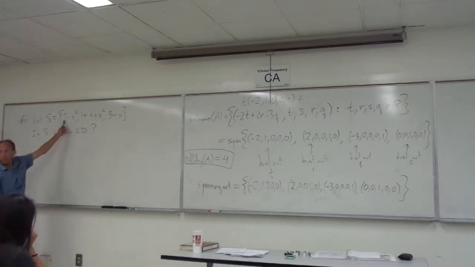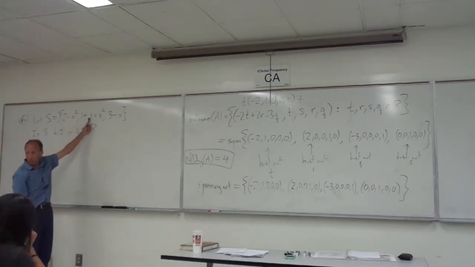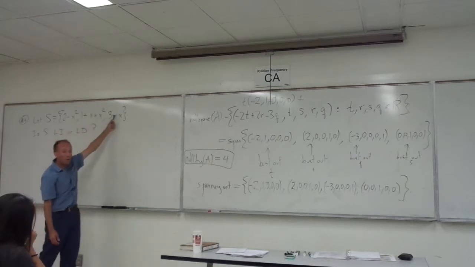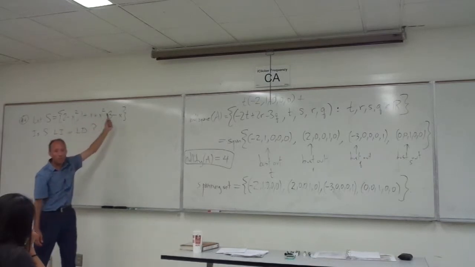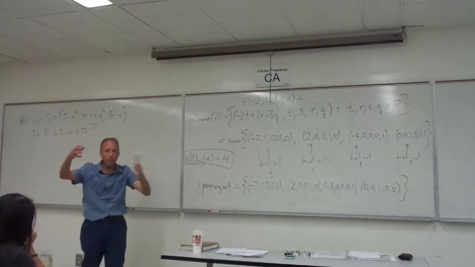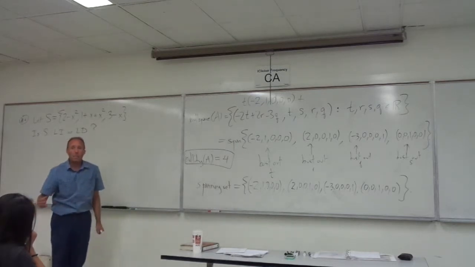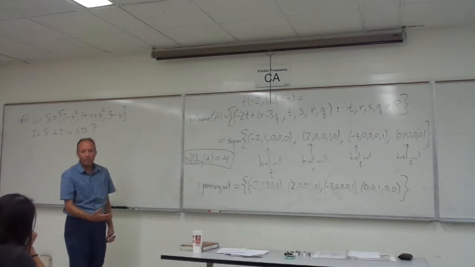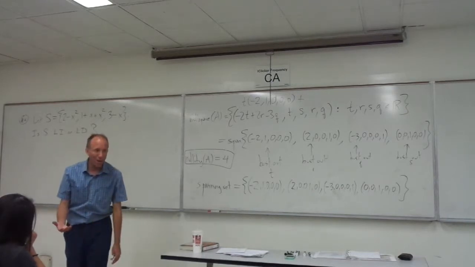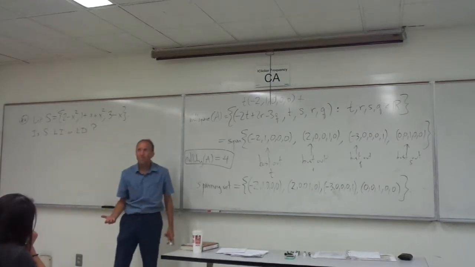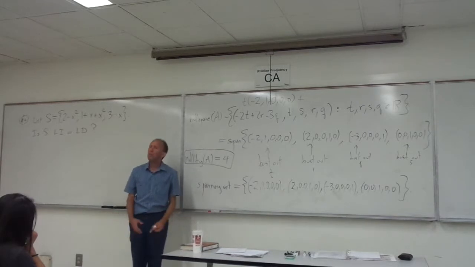So, for example, the first one is definitely not a multiple of the second one. It's definitely not a multiple of the third one. And the second one is not a multiple of the third one. There's no common multiples there, but that doesn't mean that they are LI automatically. As soon as there are three or more vectors, we're going to have to work a little bit harder to get the answer. Okay? So how do we do this?